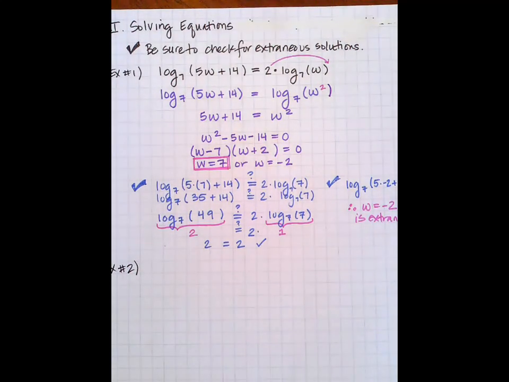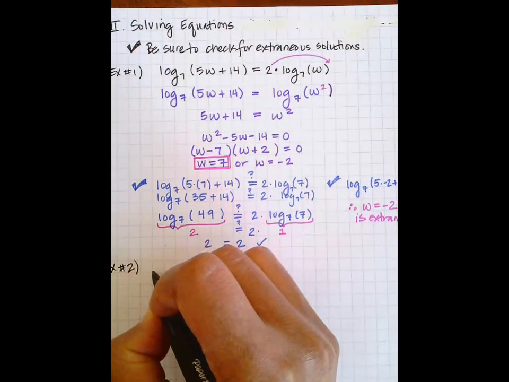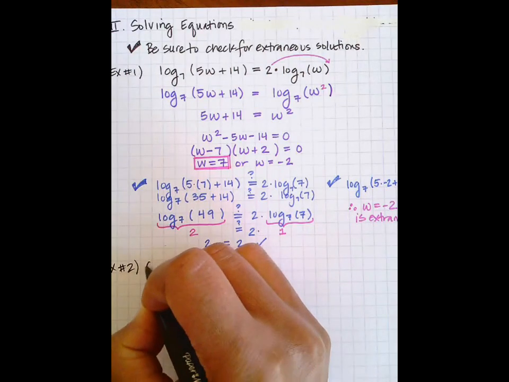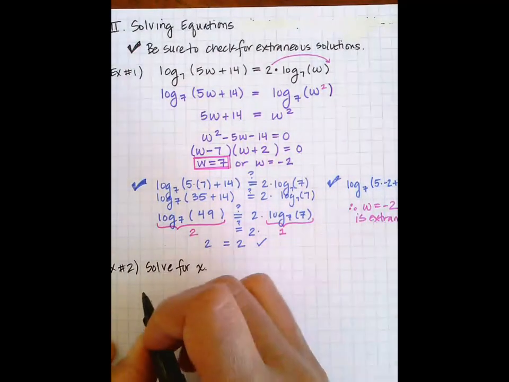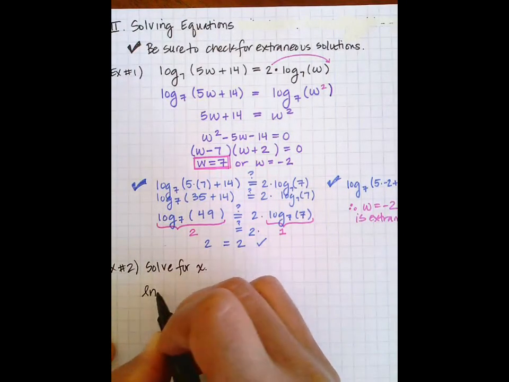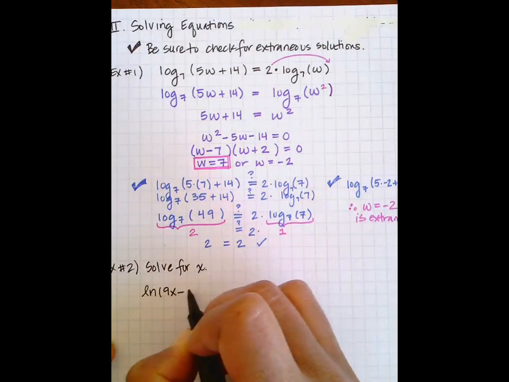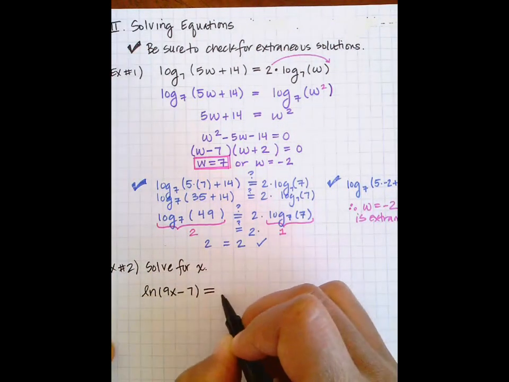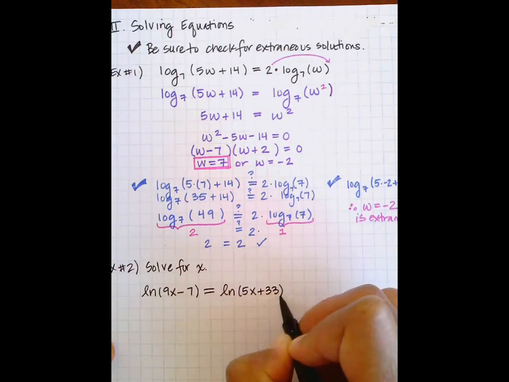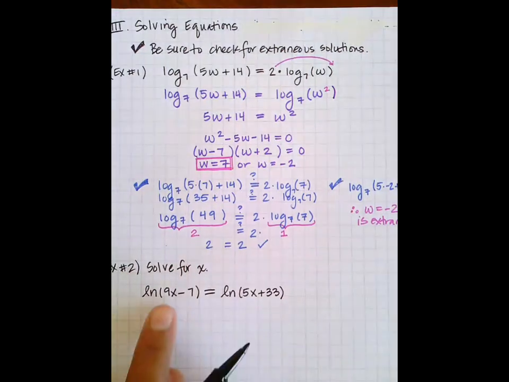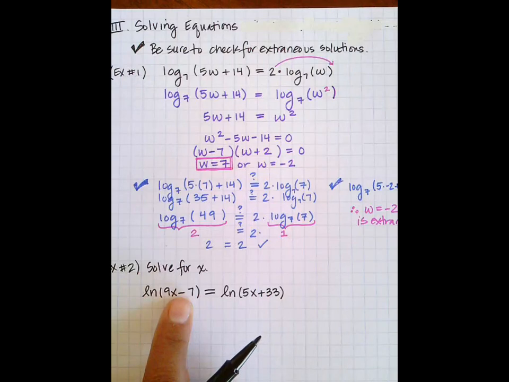natural log. So for the very first problem, we'll keep it a little bit simpler. Solve for x. The example that I will go over will be the ln of 9x minus 7. When does that equal the ln of 5x plus 33? Again, this natural log has an argument that is a linear value on the left and a linear value on the right.